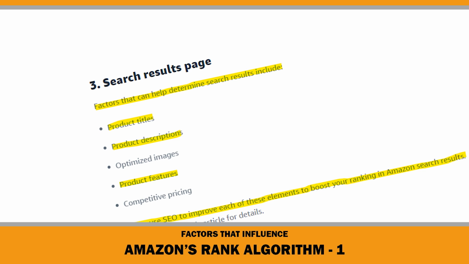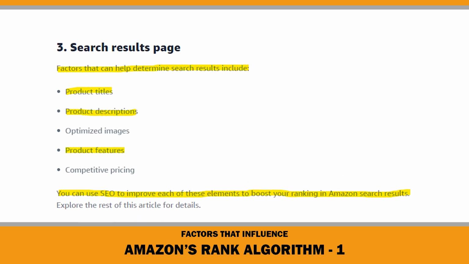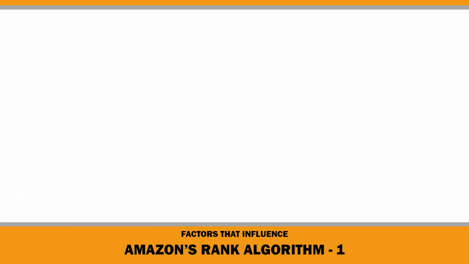Amazon says on its official blog page, "Factors that can help determine search results include product titles, product descriptions, and product features. You can use search engine optimization to improve each of these elements to boost your ranking in Amazon search results." What I understand from here is that they are calculating the frequency of the search term in these fields on the product page for the similarity score.